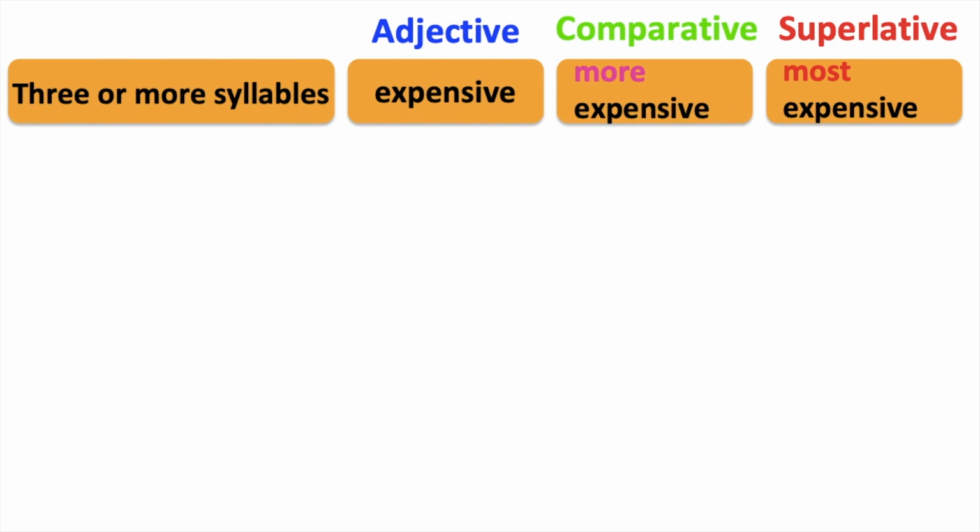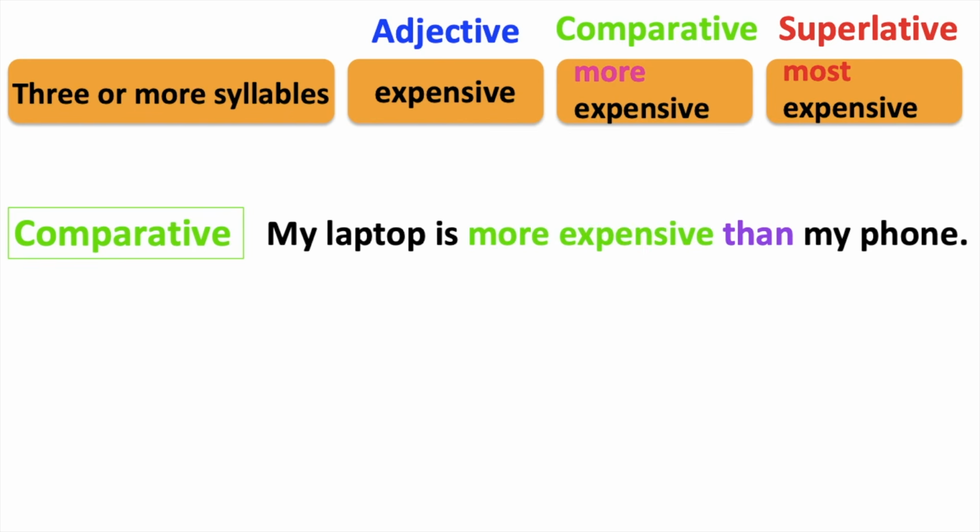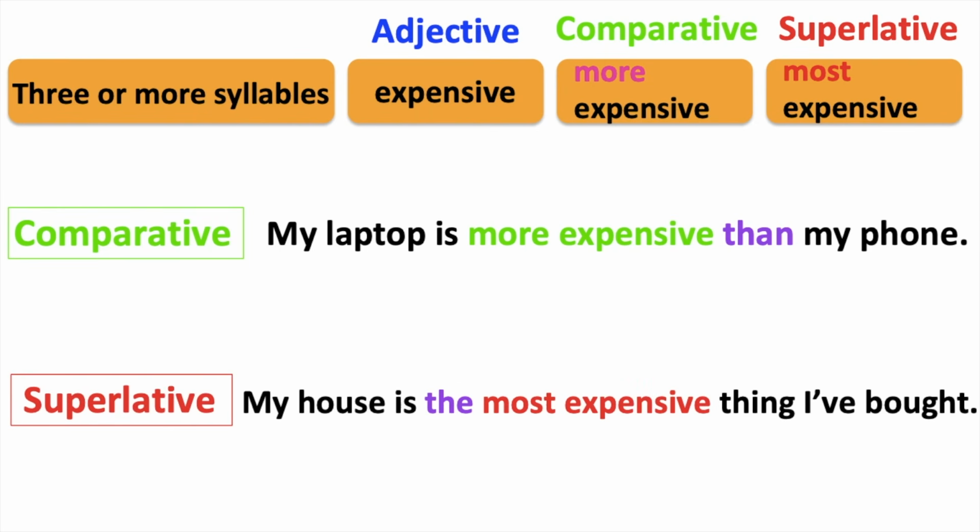For adjectives with 3 or more syllables, we can form the comparative by inserting more before the adjective, for example, more expensive. When forming the superlative, we add most before the adjective. Most expensive. For example, my laptop is more expensive than my phone. My house is the most expensive thing I've bought.